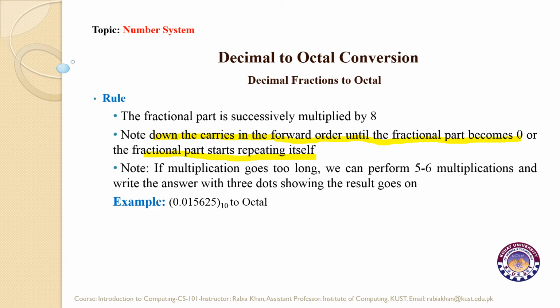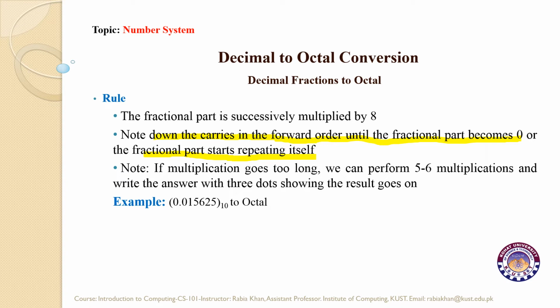One thing more, a few among you have asked that they are getting non-terminating results of multiplications in the previous lecture. So keep in mind, if you are getting non-terminating results, or if the results are getting too long, you can perform 5 to 6 multiplications and write the answer with 3 dots. That means this result is not terminating, or simply you can say the result goes on.